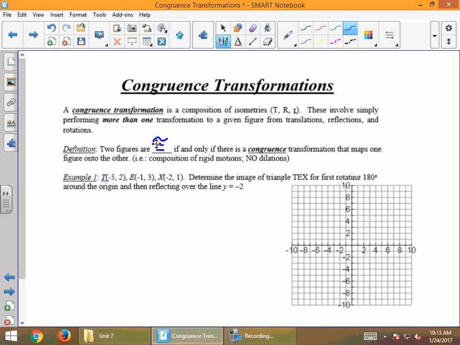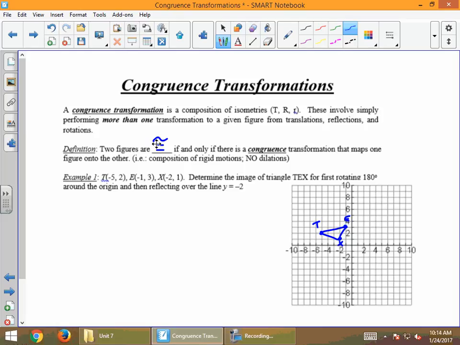So we look at this first example. We have triangle TEX, and we want to determine the image of this triangle after we first do a rotation of 180 degrees, and then we reflect it over the line y equals 2. We'll first plot these points. Plot negative 5, 2, negative 1, 3, and negative 2, 1. Plot and label. That's super important too.